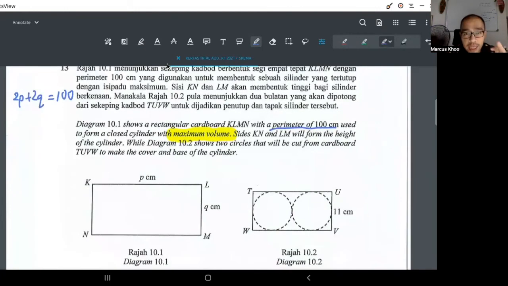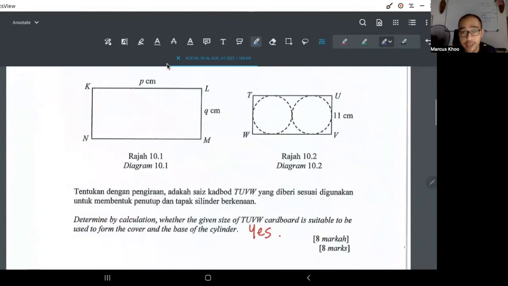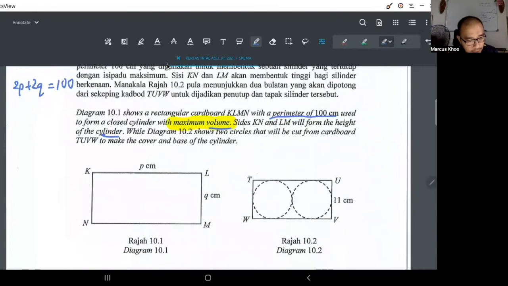Now the sides KN and LM form the height of the cylinder. So they are telling you now that it is a cylinder and you're involving the volume. So we start with the volume of the cylinder, which is pi r squared h. In our case here, the h is Q, so I'm going to change this to pi r squared Q. But the problem is I don't know what my r is.